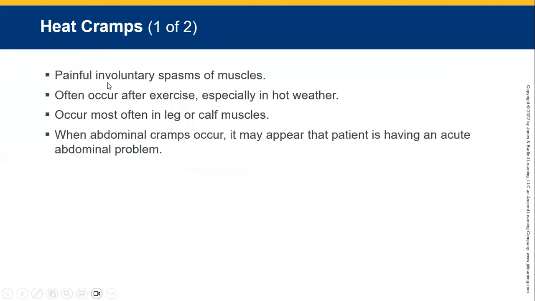Heat cramps can be painful involuntary spasms of muscles. Often occurs after exercise, especially in hot weather. Occurs most often in legs and calves, especially in people that are standing or working. When abdominal cramps occur, it may appear that the patient is having an acute abdominal problem.